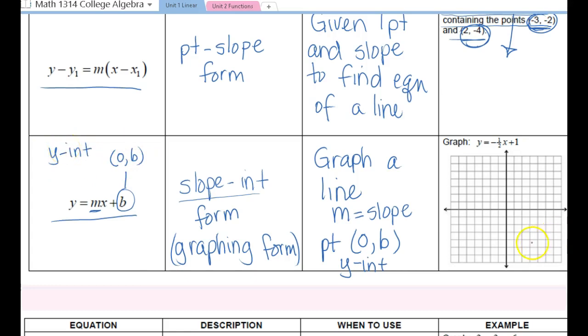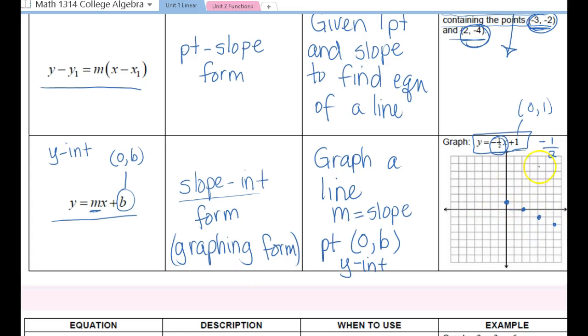So if we were going to graph that, I gave you an example here of something we need to graph. We can see that +1 is our point (0, 1). Had that been a -1, then this would have been (0, -1). So I'm going to plot that point, and then I'm going to come to my slope. My slope is -1/2. So I always tell my students to think of it as -1 over 2. So that means I'm going to go down 1 and then to the right 2. Down 1 and then to the right 2.